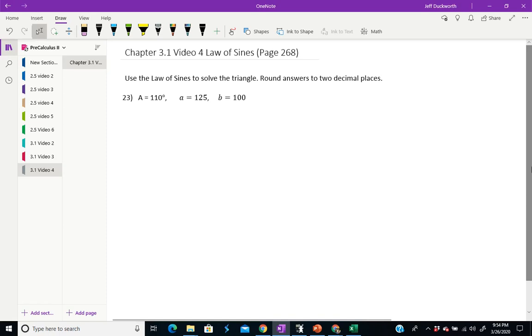This is going to be the fourth and probably final video from chapter 3.1, still dealing with the law of sines. In problem 23 on page 268, we're given one angle and two sides, and the angle matches up with one of the sides, so we're allowed to do this using the law of sines.